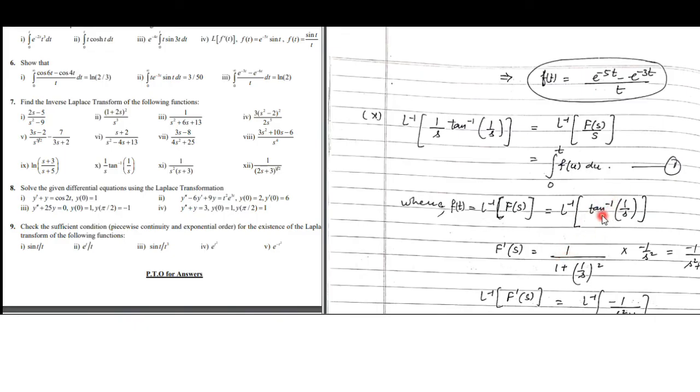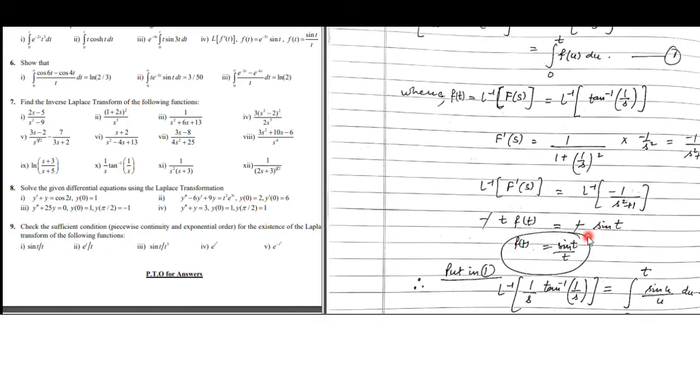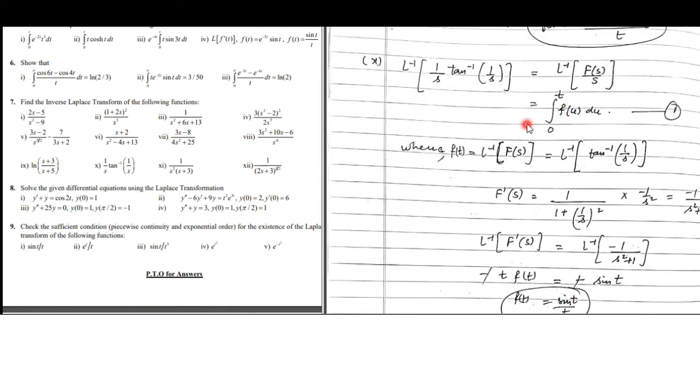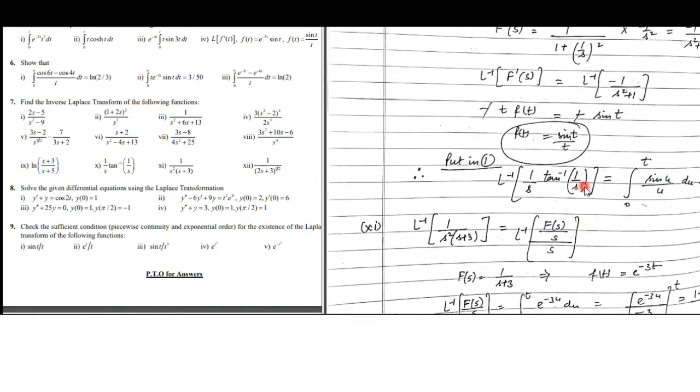Again, we can find out its derivative. That comes out to be this one, and we know that the Laplace inverse of f dash s is minus t times f(t). We can find out the Laplace inverse of it. It is minus of sine t. This minus minus cancels out. You get the value of f(t). Now you can substitute the value of f(t) over here. That will be the Laplace inverse of this function, right? So the Laplace inverse of this one is this one.